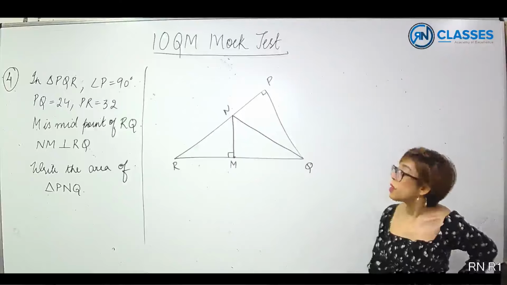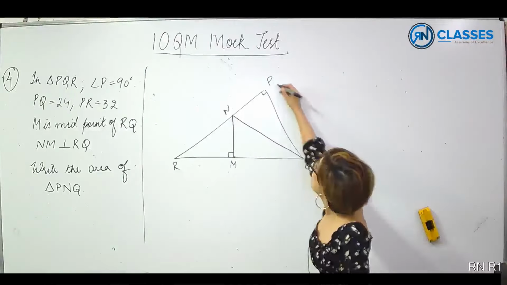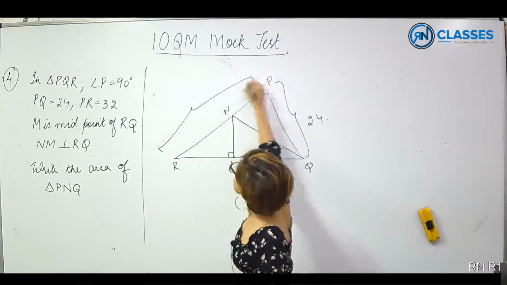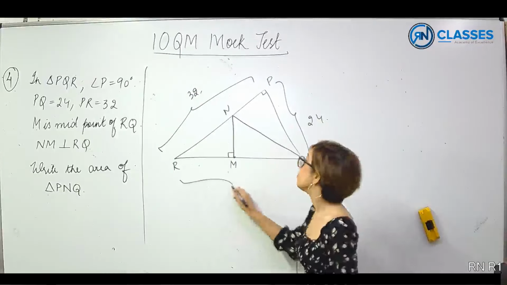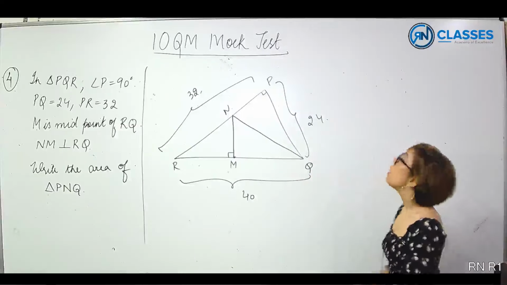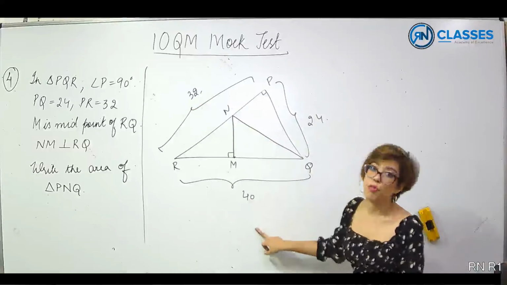Alright. For the next question, the figure is given to us. Now he says angle P is 90, PQ is 24, and PR is 32. Now, since I know it's a right angle triangle, I know the third side, which turns out to be 40. Right? Even if you do not know the Pythagorean triplet, you can see that this is 8 into 3, this is 8 into 4, this has to be 8 into 5.